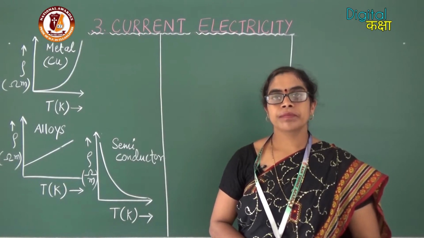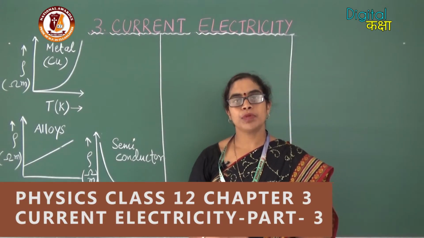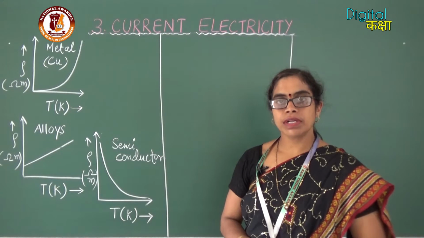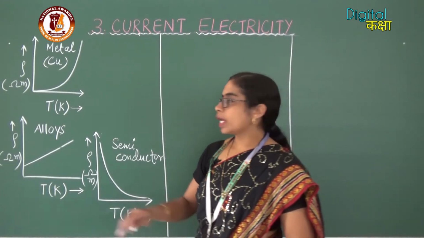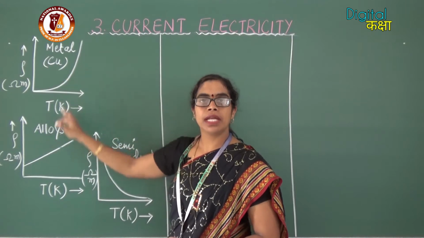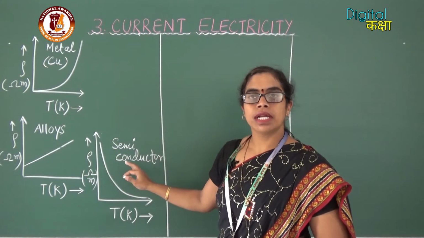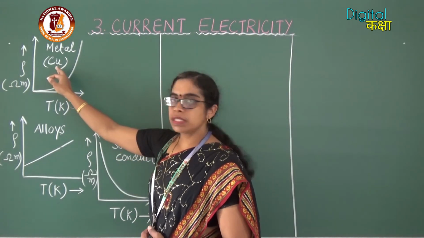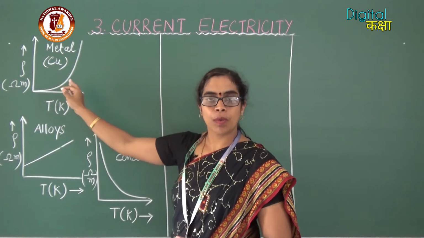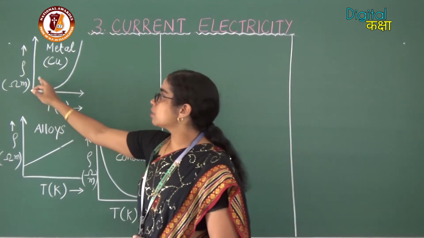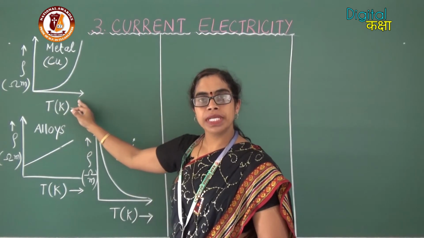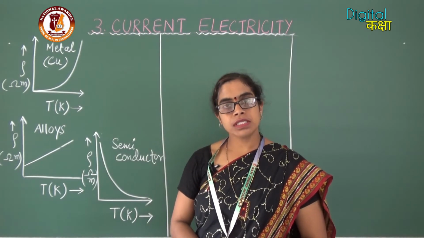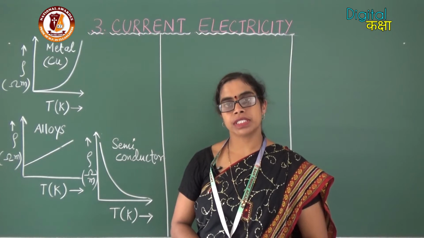We have studied that the resistivity is directly proportional to the temperature for the conductors. Here there are graphical representations given for two categories of conductors, that is metals and alloys, and another category, that is semiconductors. Here is the graph specifically given for the copper metal, which is showing the resistivity's variation with the temperature in this way. Otherwise, for most of the metals, the resistivity varies linearly with the temperature.